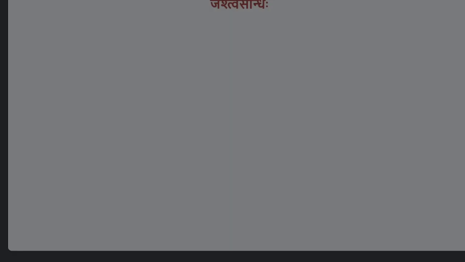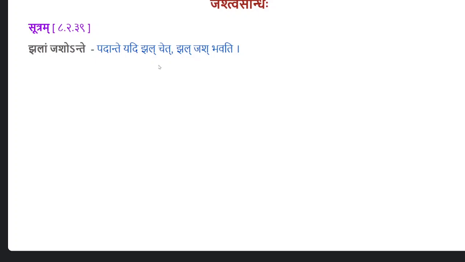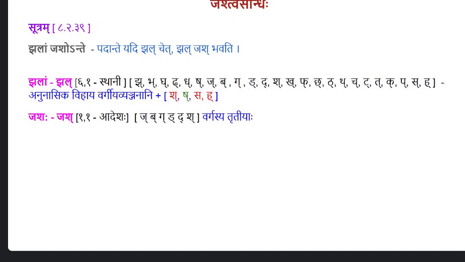So when we saw the sutram, it was Jhalam Jashonte. Remember? That means padante yadi jhal chet, jhal jash bhavati. If you see what is Jhal, we know that Jhal comprises all these letters. And if you deduce, you'll find it will be anunasika vihaya vargiya vyanjanani and Sha, Sha, Sa. I told you that Sha and Sa will not become Jastva because something else happens. So only Murdhanya Sha is considered, which will turn to Da.